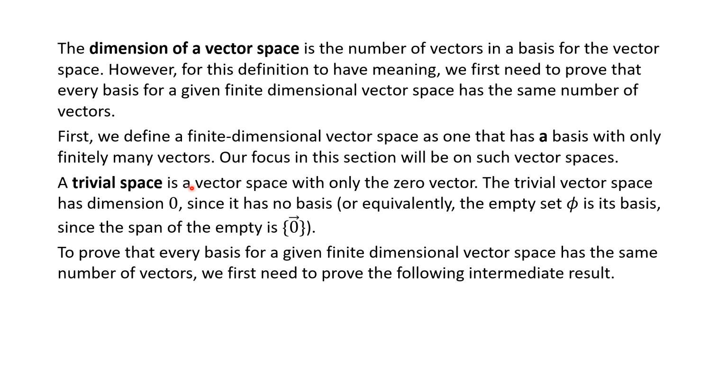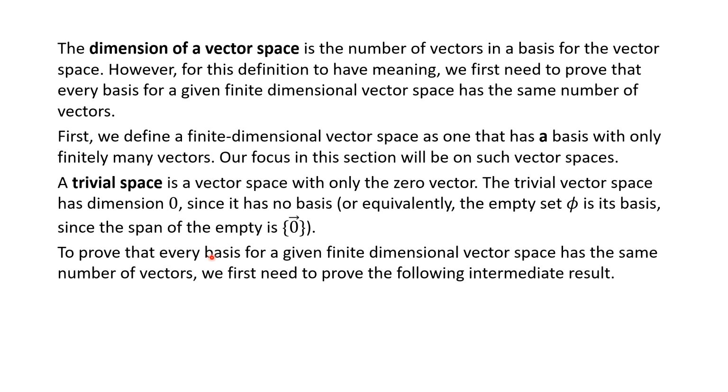A trivial space is a vector space with only the zero vector. The trivial vector space has dimension 0 since it has no basis. Or equivalently, the empty set is its basis since the span of the empty set is the zero vector. That's by definition. I think I mentioned that earlier.